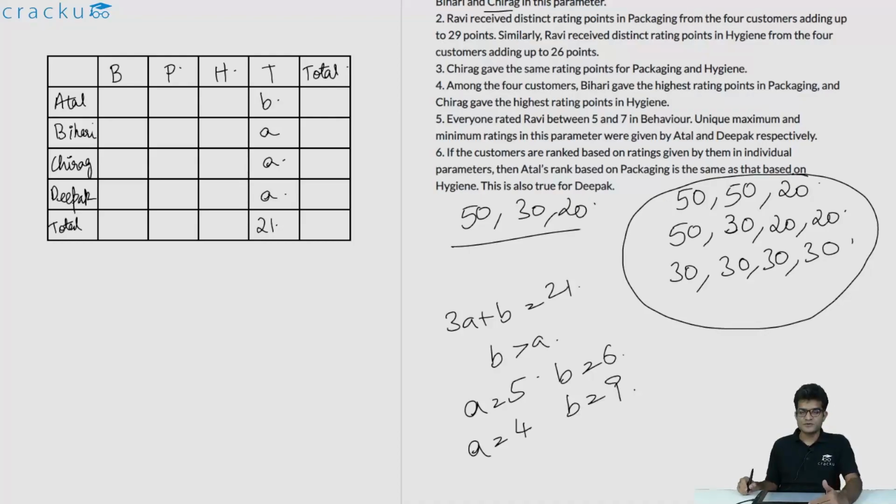If A becomes equal to 3, then 3A will be equal to 9 and the value of B will be 12, which is greater than 9. So that is not allowed. So only these two cases are possible.